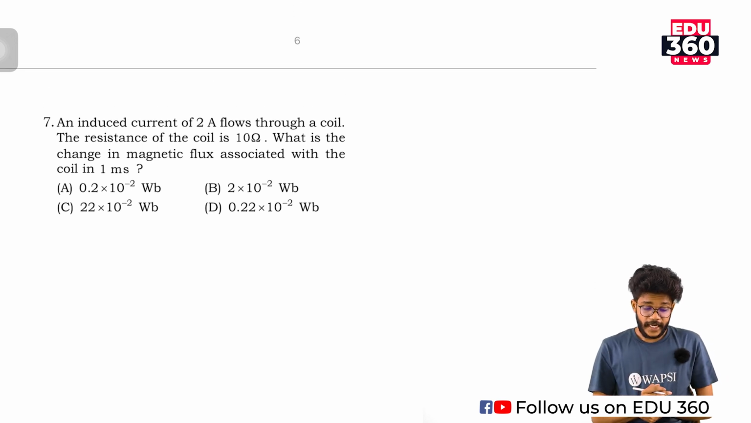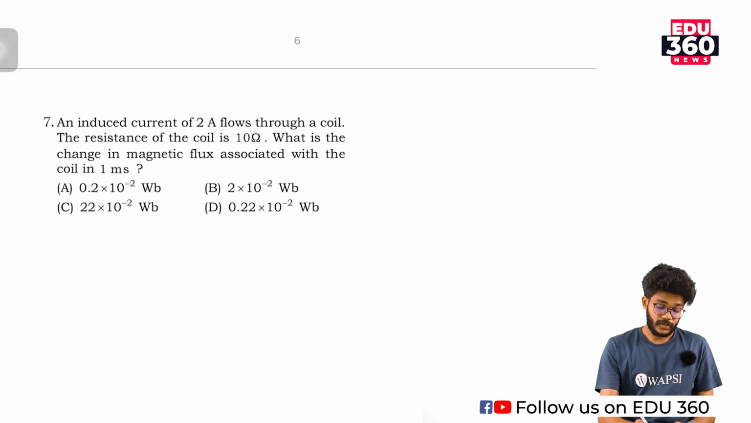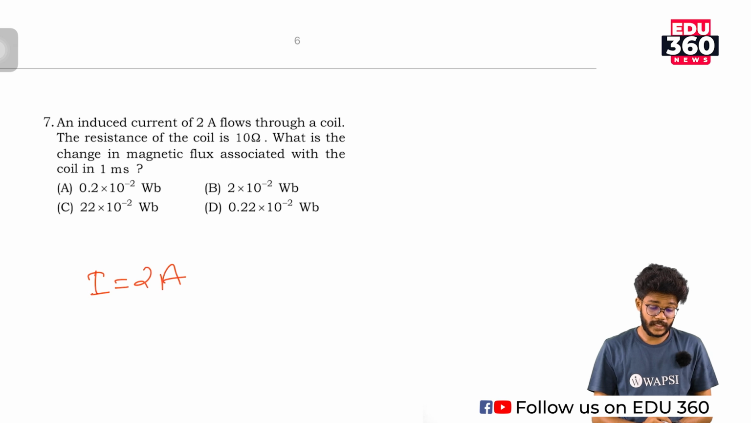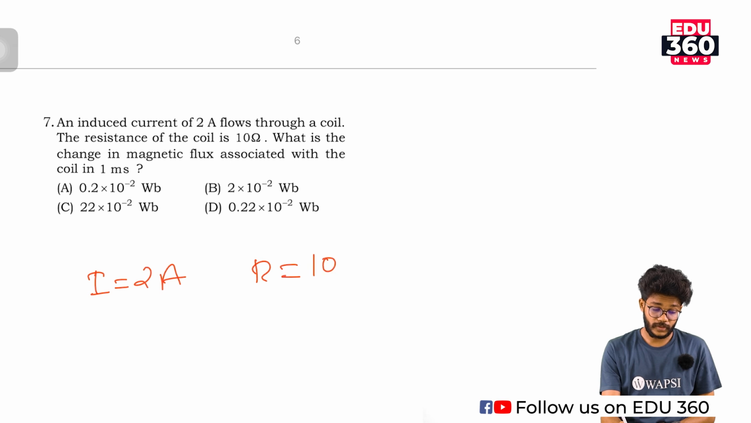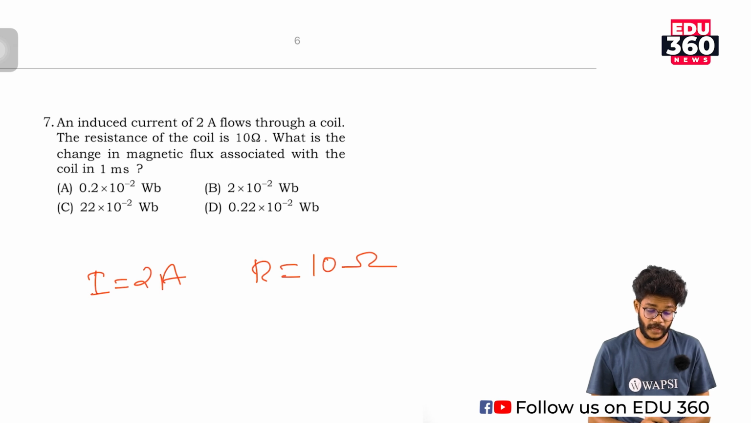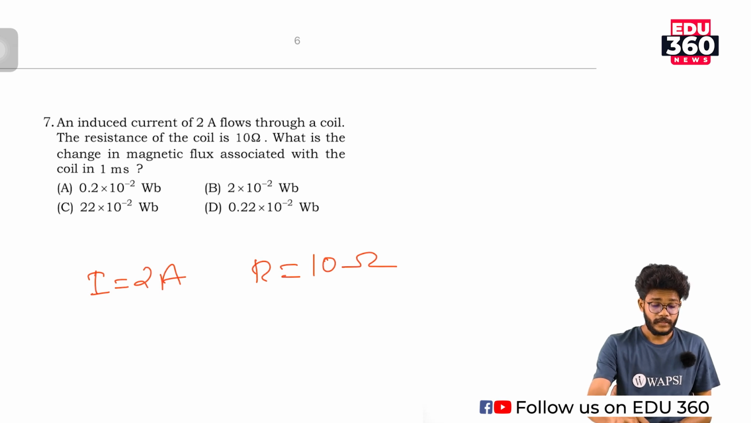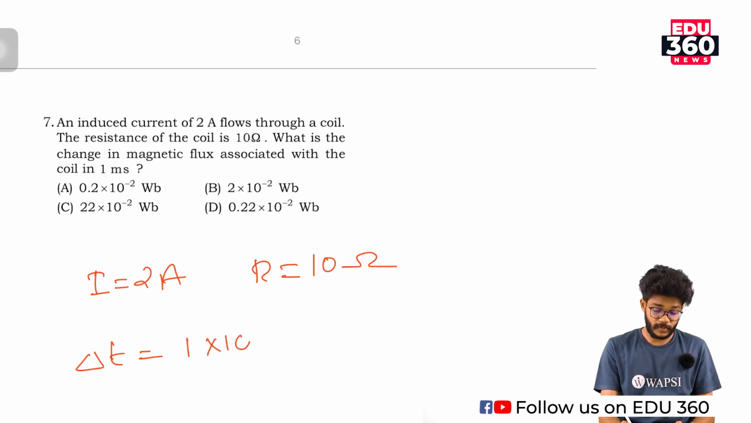An induced current of 2 ampere, so I is equal to 2 ampere, flows through a coil. The resistance of the coil is 10 ohm, so R is equal to 10 ohm. What is the change in magnetic flux associated with the coil in 1 millisecond? That means there is a change in time. We have to calculate the change in flux in that change in time. The change in time delta T is 1 millisecond, that means 1 into 10 raised to minus 3 seconds.